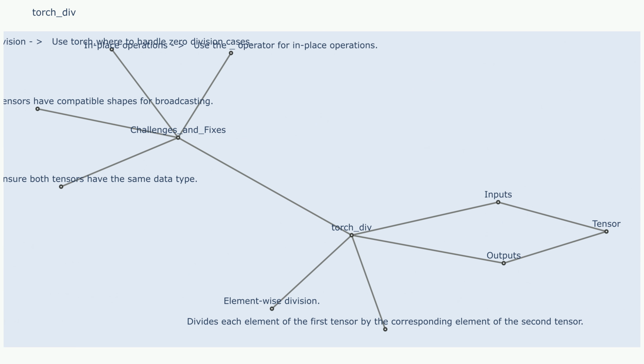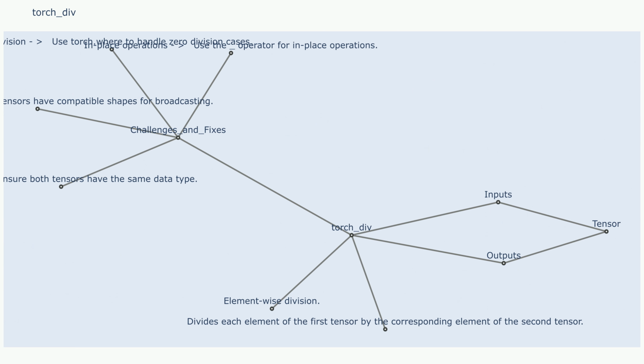Fixes to challenge 2: use the rounding_mode argument to specify different rounding modes. Available rounding modes include floor, trunc, ceil, and round. Convert the input tensors to floating point types to perform floating point division and avoid rounding issues. Challenge 3, different data types. If the input tensors have different data types, the torch.div function will convert both inputs to the data type of the first input. This can lead to unexpected results if the data types are not compatible.